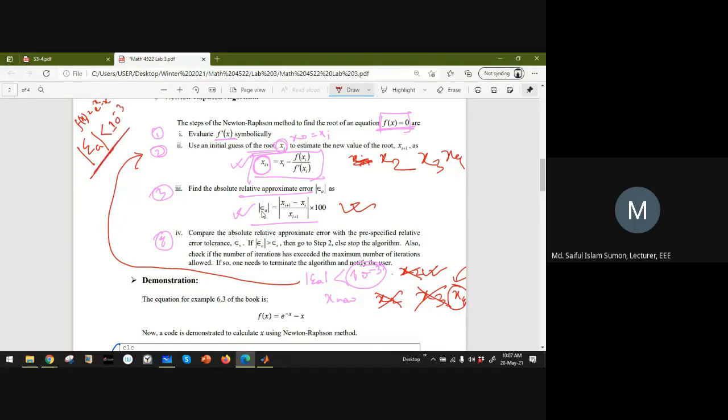If this type of equation, this type of condition is there, then you have to find the error in each and every iteration. Okay, sir.